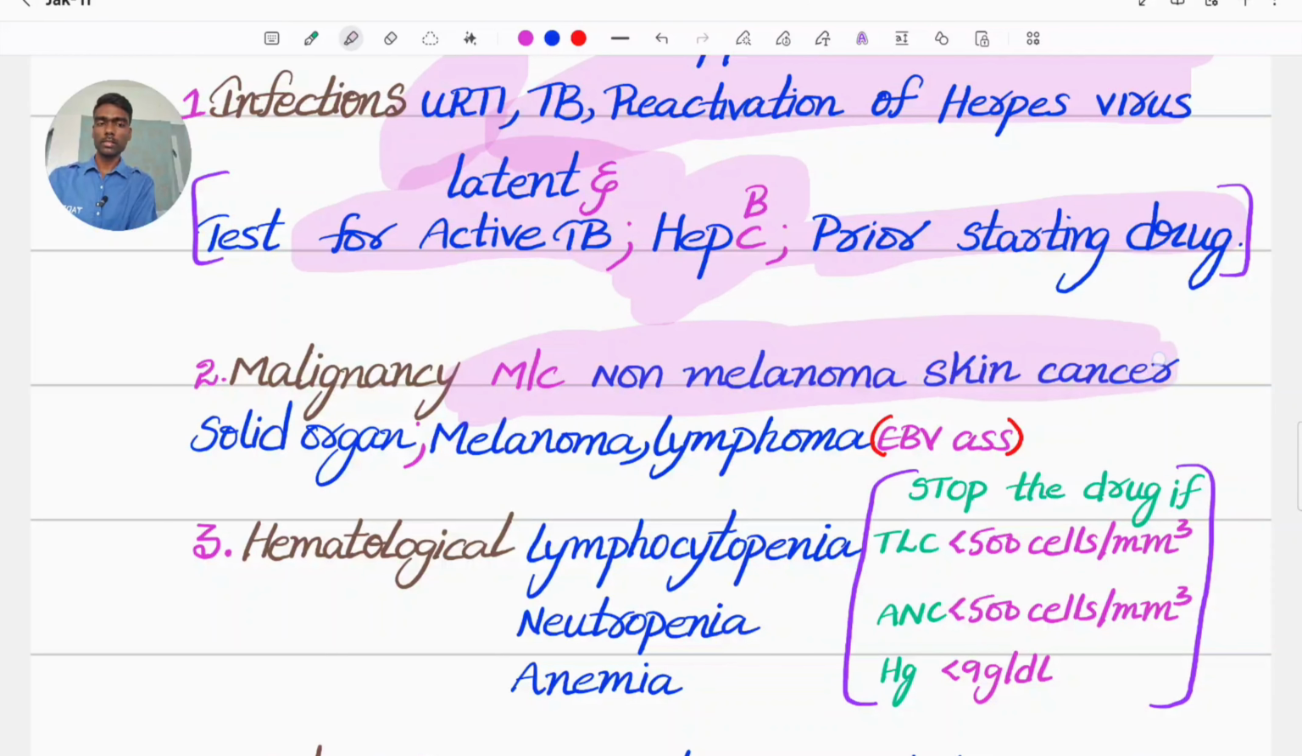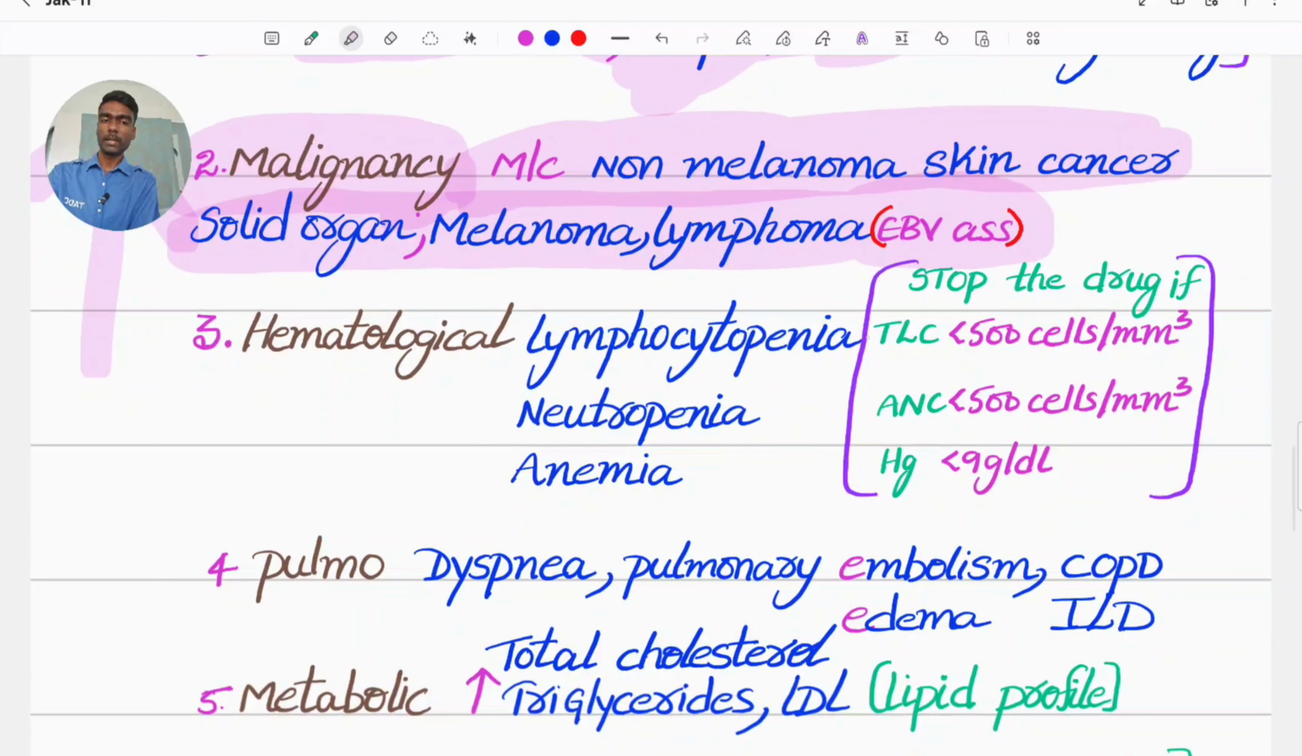Most common is non-melanoma skin cancer. Melanomas, solid organ cancers and lymphomas can also occur. Epstein-Barr virus associated lymphomas, mainly in post-transplant patients where we will give other immunosuppressants also along with Tofacitinib, increasing further the risk of malignancies. Hematological abnormality: lymphocytopenia.